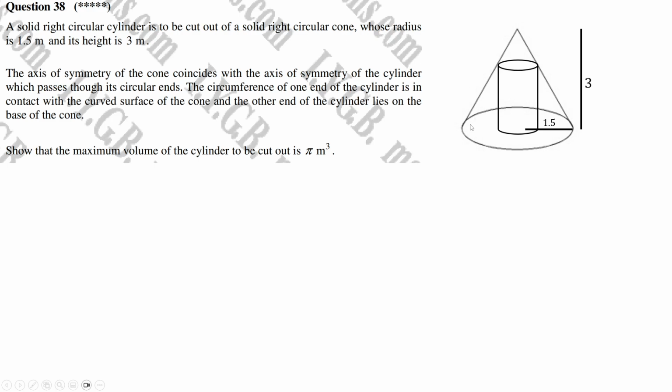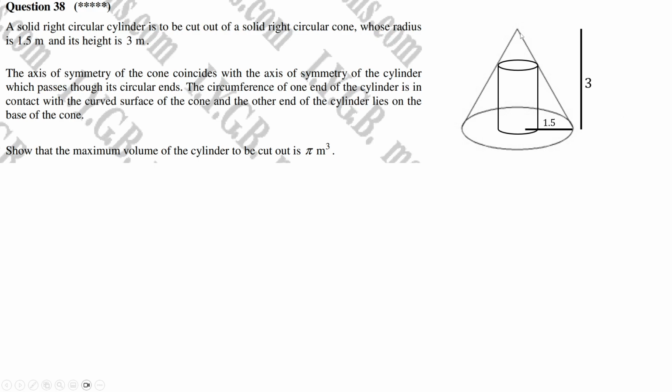We've got this weird shape here. We've got this length here, which is 1.5, and this height, which is 3. You can just ignore all of this waffle. You only need this to actually draw the diagram. Show that the maximum volume of the cylinder to be cut out is pi meters cubed.